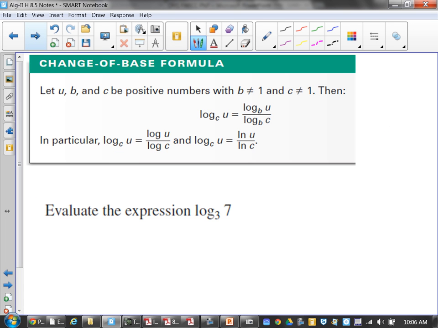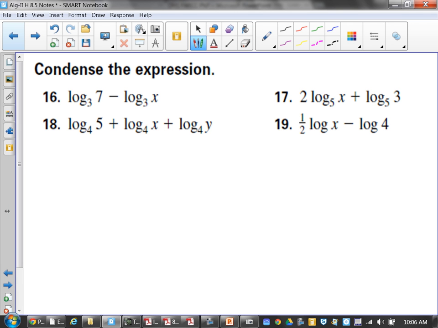No, we don't need that anymore. Let's bring them back in. Let's condense. So it's 7. Let's walk backwards. Let's look at this one. Log base 3 of 7 minus the log base 3 of x is going to be log base 3 of 7 over x. That's all it is. Very good. And you're done. Make sense? I said 7.